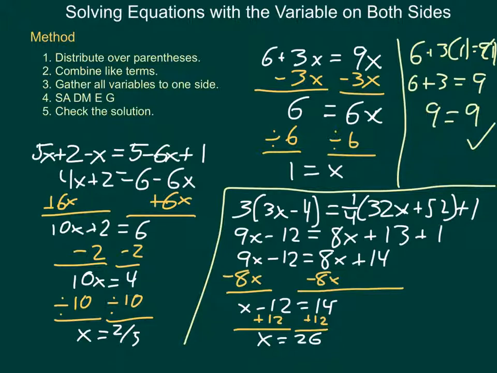26 times 3 minus 4 multiplied by 3 will equal 26 times 32 plus 52. Multiply that whole thing by 1/4 and add 1. They will come out being equal. Let's take a look at a couple more examples.